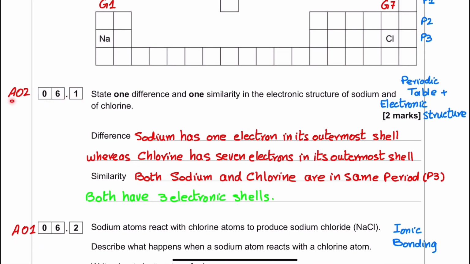(6a) is an AO2 question, and this question is from the topic of periodic table and electronic structure. State one difference and one similarity in the electronic structure of sodium and chlorine.